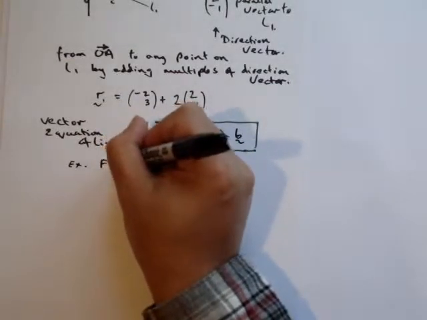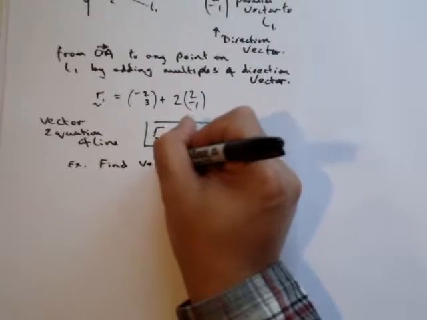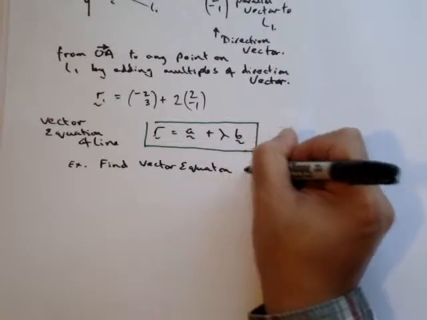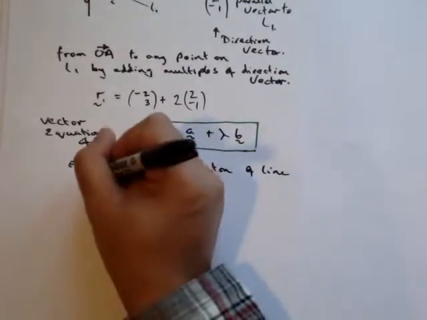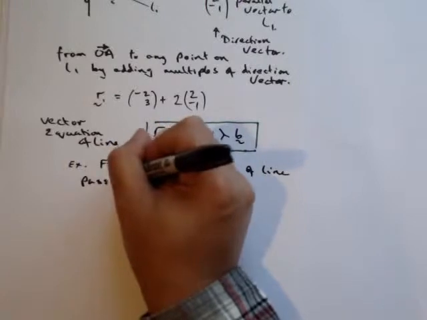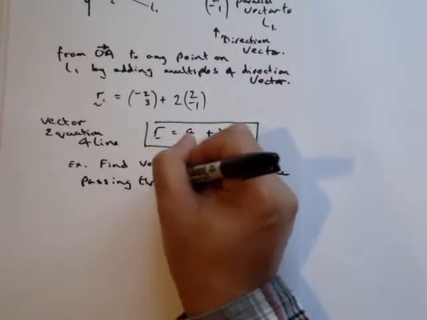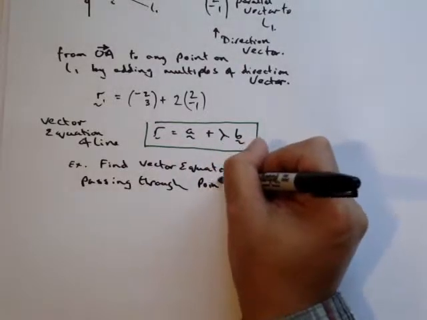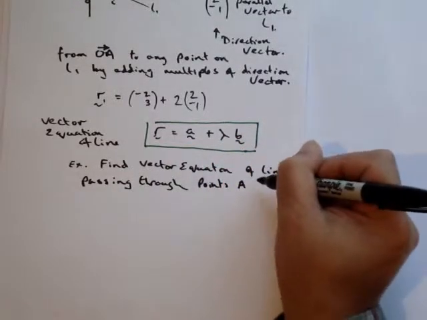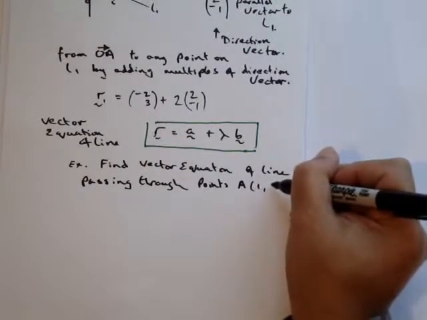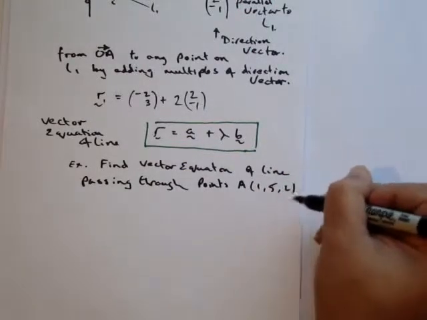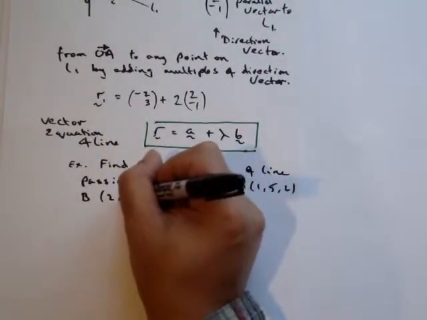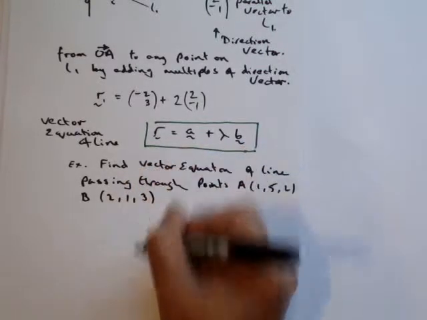Find the vector equation of a line passing through points A, which is (1, 5, 2), and point B, which is (2, 1, 3).